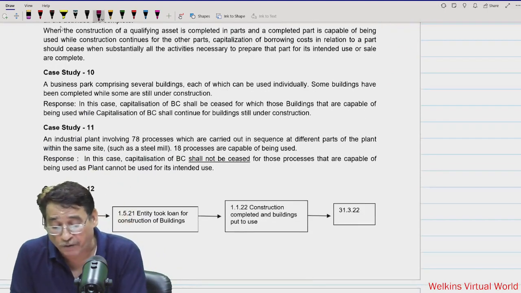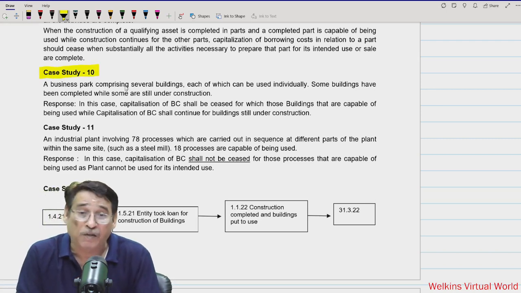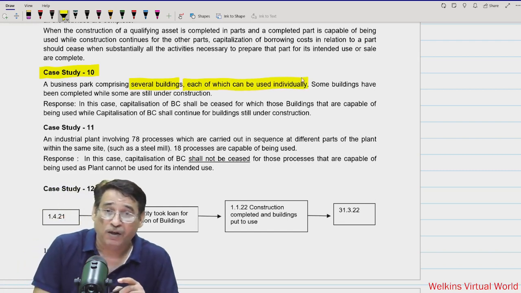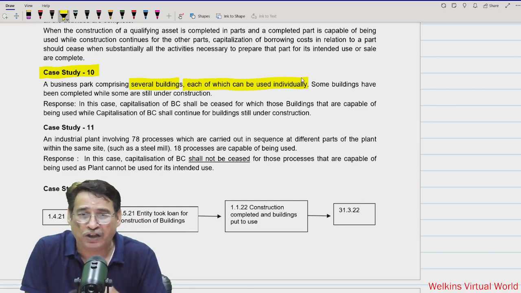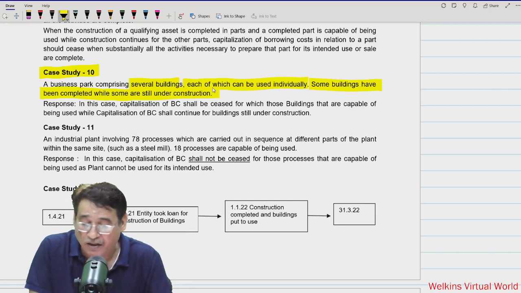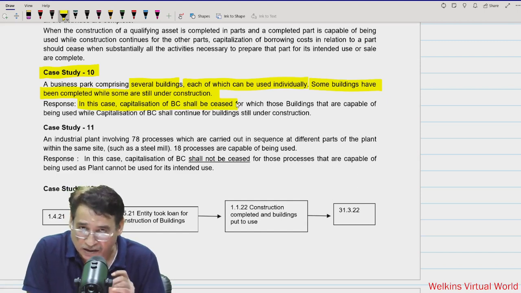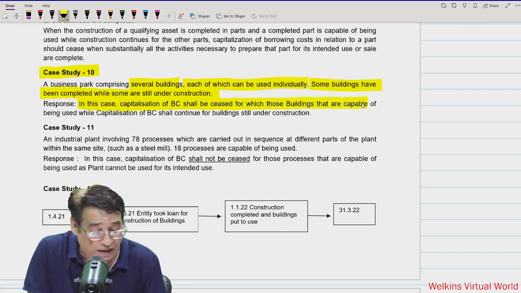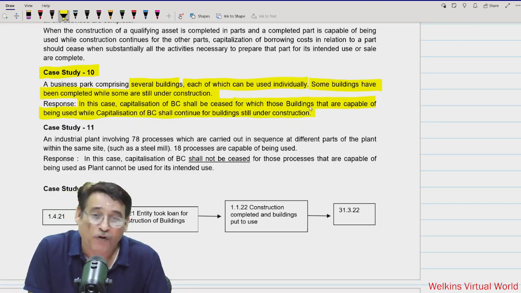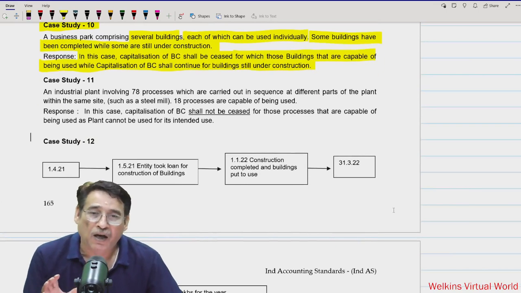For example, now we pick up case study 10 to make the point a little more clear. Case study 10: a business park comprising several buildings, each of which can be used individually. They are not interdependent. Some buildings have been completed while some are still under construction. So in this case, capitalization of borrowing cost will cease for those buildings that are capable of being used, while capitalization of borrowing costs shall continue for the buildings which are still under construction. This is the same point which I talked about with the buildings, correct?